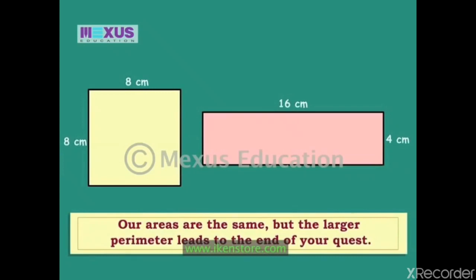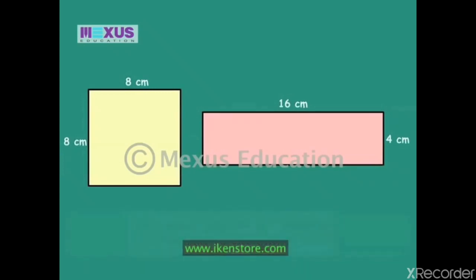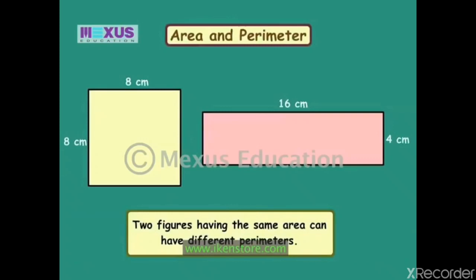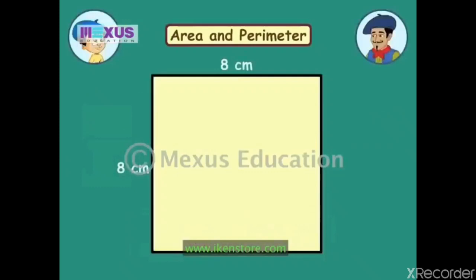That's a very elementary mistake, JC. Even if two figures have the same area, they need not have the same perimeter. They can have different perimeters. But how is that possible? Calculate the perimeters of both and see for yourself.